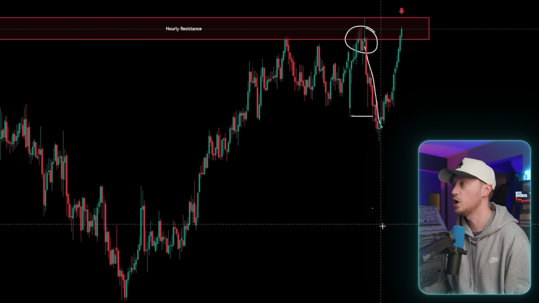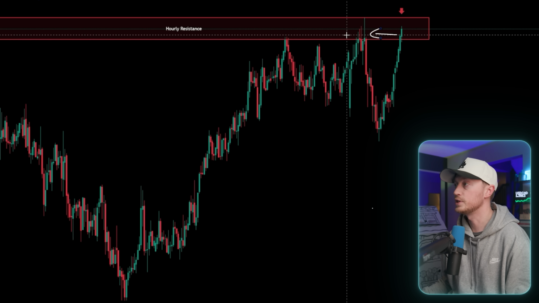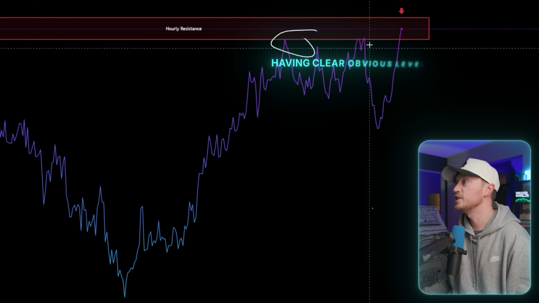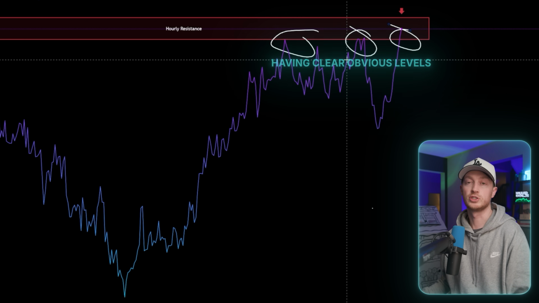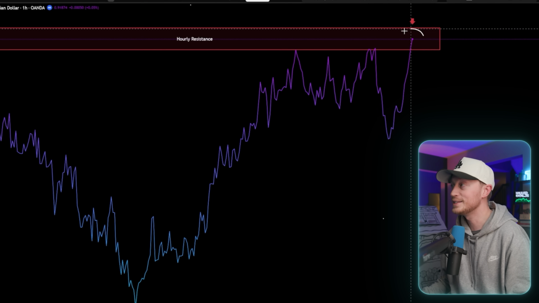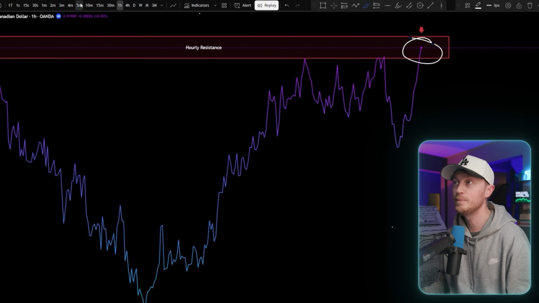The last move from here was impulsive. Look, it took out this low. We are respecting previous levels. Check. And we have clear, obvious levels. This is honestly one of the simplest ways to trade. Now, price is at our level, so we're coming to the 5-minute time frame.